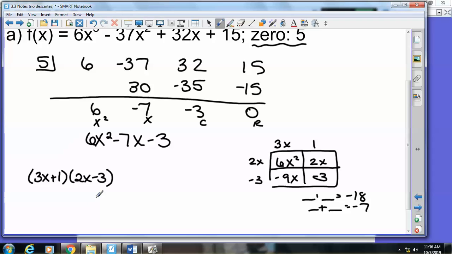Now, this was originally an x cubed. If I multiply this, I only have an x squared. What else do I need on this? Remember I told you 5 was a 0? So if 5 is a 0, what goes in here? X minus 5.